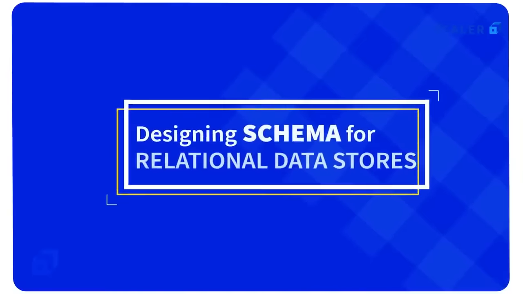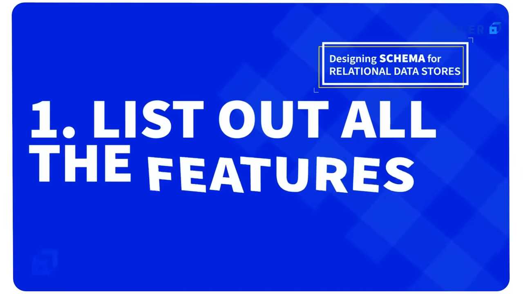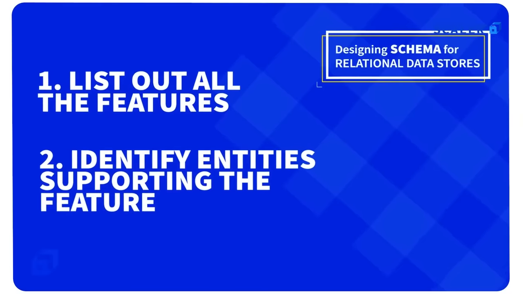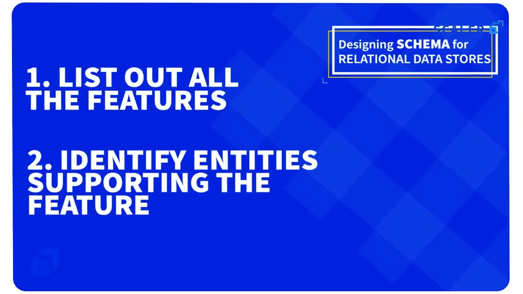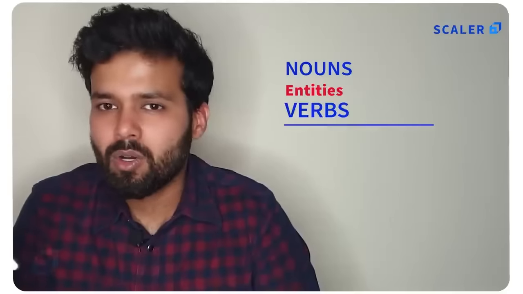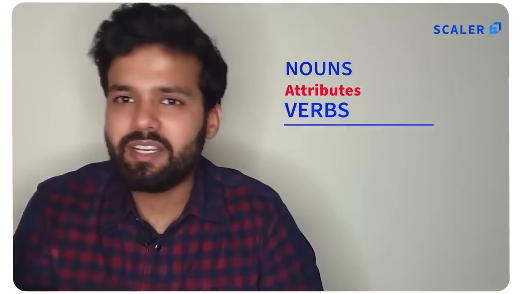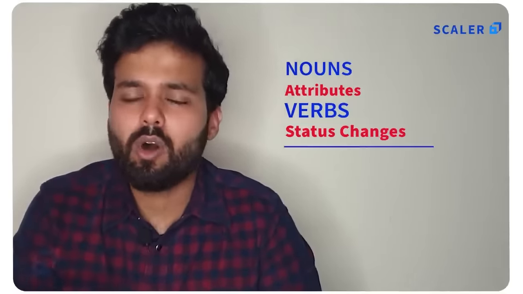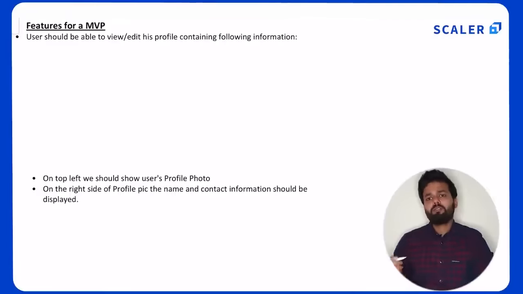Now, to design any relational data store schema, all you need to do is list down all the features. Then you need to identify all the entities and relationships that will support your feature list. To do that, underline all the nouns and verbs. All the nouns will then correspond to either entities or an attribute in one of the entities that you have already listed. The verbs will translate into either status changes or the relationship between two entities. Now let's see this trick in action and design the schema for LinkedIn.